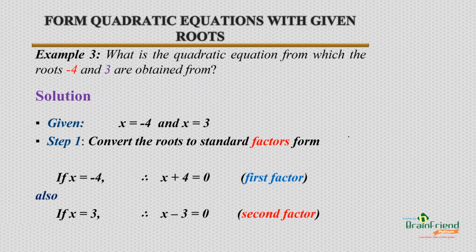Example 3. What is a quadratic equation from which the roots minus 4 and 3 are obtained? Remember, write down the roots, which are x equal to minus 4 and x equal to 3. Next, convert the roots to factors. Therefore, our first factor will be x plus 4 equal to 0, and our second factor will be x minus 3 equal to 0.